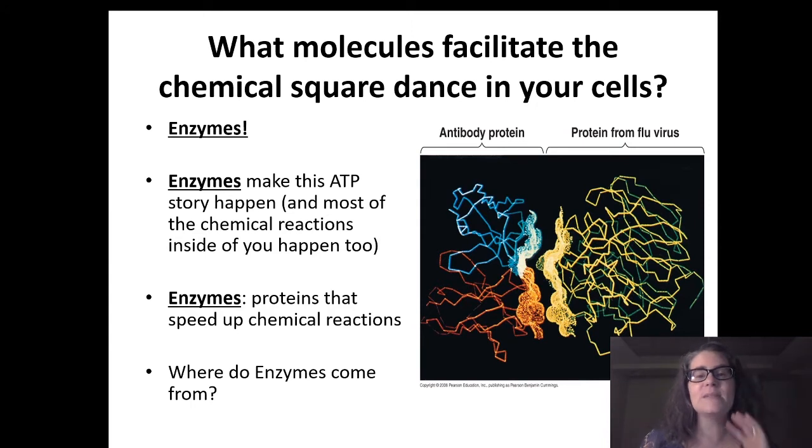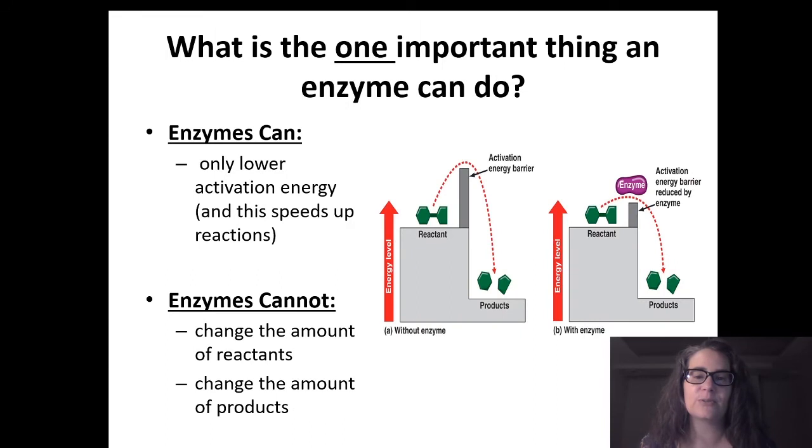Now, where do enzymes come from? They are actually proteins. And so most enzymes will be created via DNA. So you'll have a code for a particular enzyme, and then DNA will actually send out messages to make enzymes so that you can facilitate your chemical reactions. Again, enzymes are proteins that speed up chemical reactions.